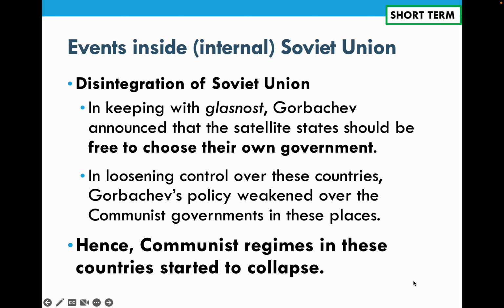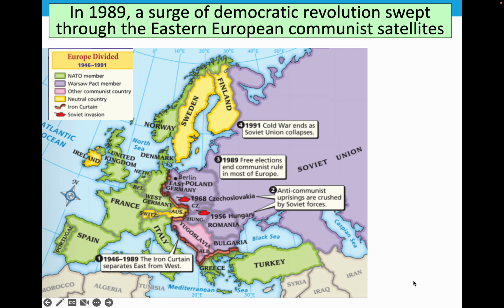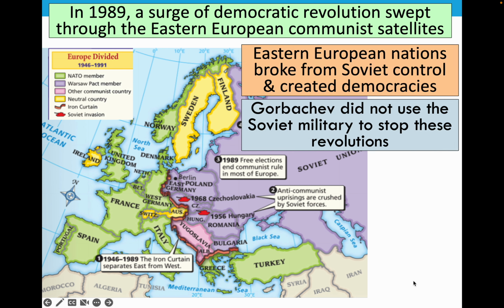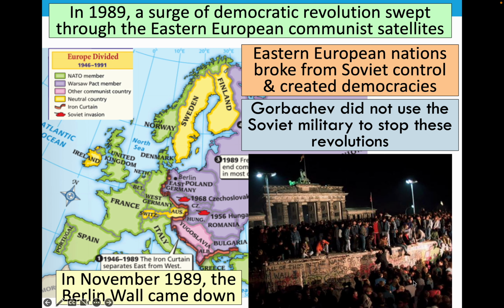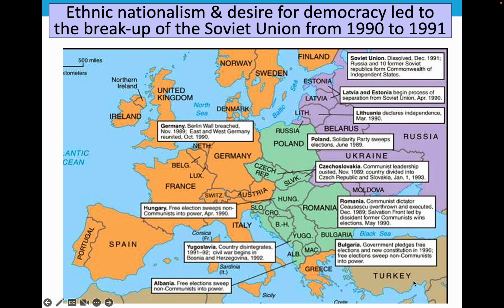So realize that, in keeping with Glasnost, Gorbachev announced that satellite states should be free to choose their own governments. So by loosening control, he's actually weakening communist governments in these places, which is then not surprising that the communist regimes in these countries started to collapse, because if you remember, they were already very unhappy with the communist regimes in the first place. So you will realize that in 1989, there's a surge of democratic revolution sweeping through the Eastern European communist states. And Gorbachev did not use the Soviet military to stop this revolution, so he actually made good on his words. And later on, in November 1989, the Berlin Wall came down.